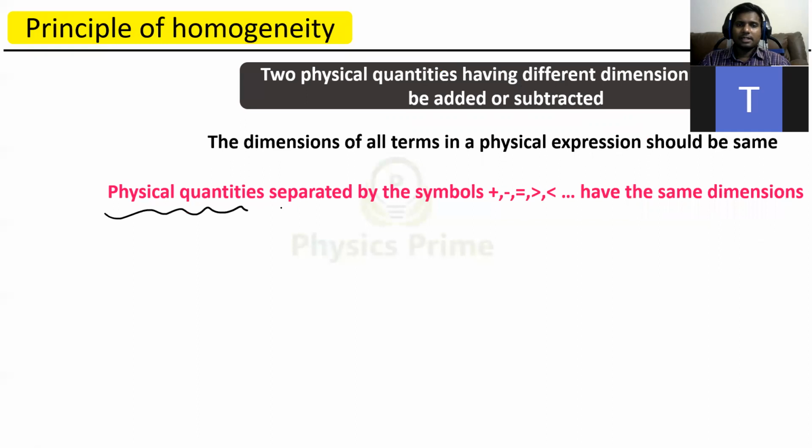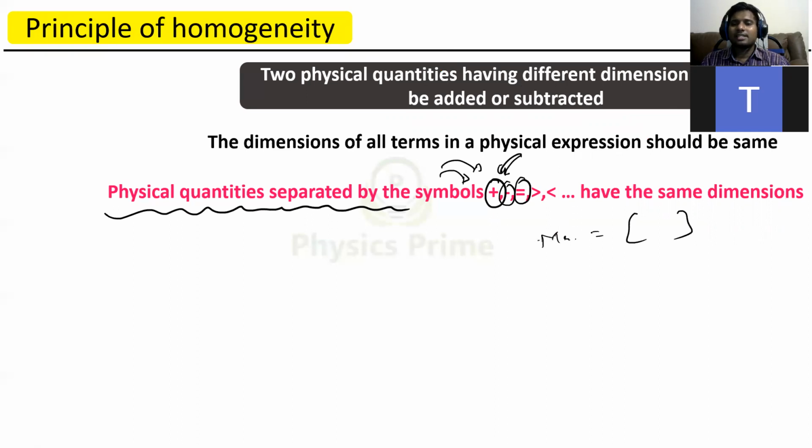Physical quantities separated by the symbols plus, because you can add only mass to mass, right? That means you can add one physical quantity to the same physical quantity. Similarly, subtract. Similarly, equate: if this mass is 10 kg, we will not say this mass is 5 meter per second. We will say that this is also 10 kg. So if it is an equal to symbol, whatever term is on the left side, the right side should also have the same physical quantity, right?